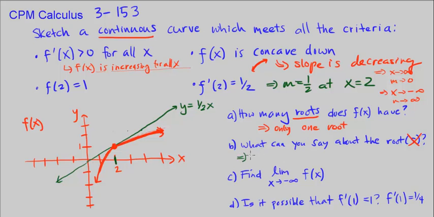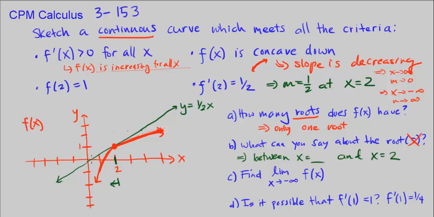So what can you say about it? Well, it's going to be between x is equal to something and x is equal to 2, right? So it's going to be to the left of 2, our root, where it crosses our axis. And also, what else can we say about it?